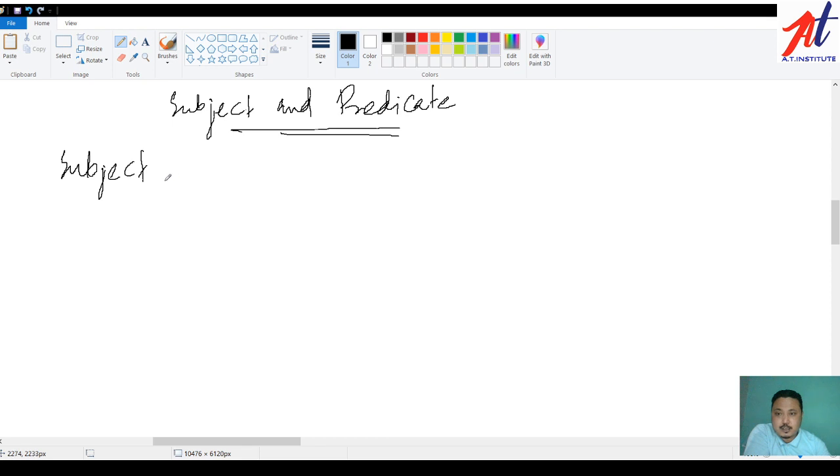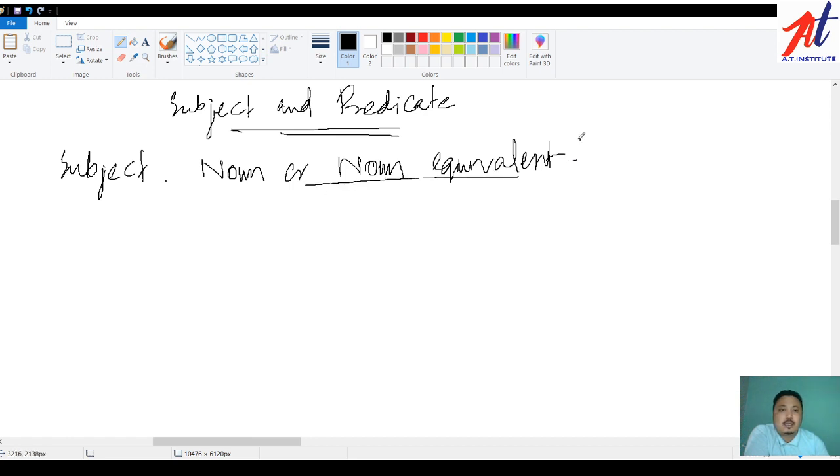See, when I say subject, you need to understand they are generally a noun or noun equivalent. As I told you, don't bother about the definition. Okay, I'm going to write you the definition. That is a pronoun. Now, let me write you an example so that it will be clearer. So, Ram is a good boy.